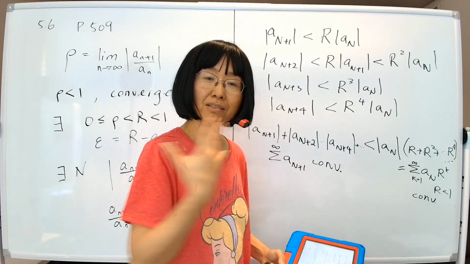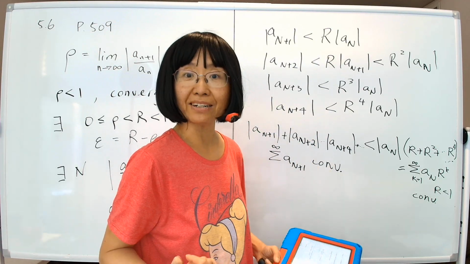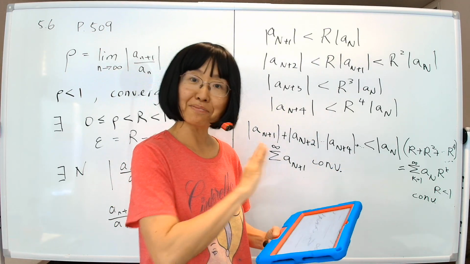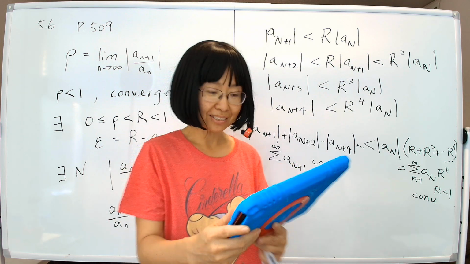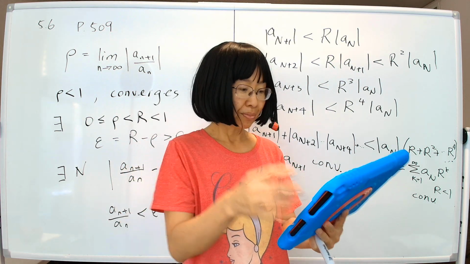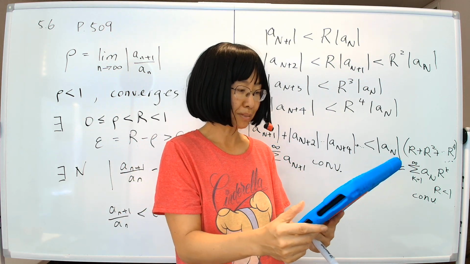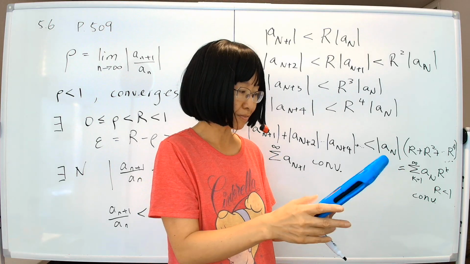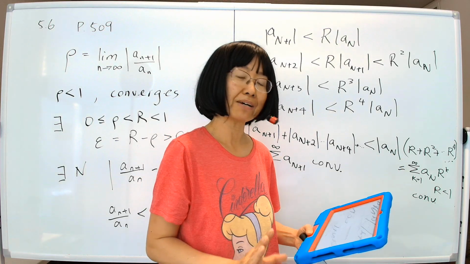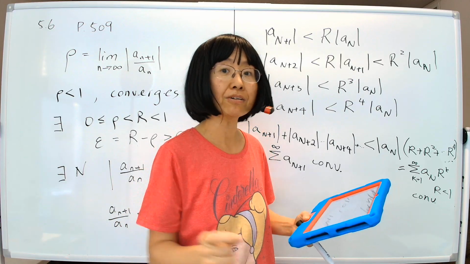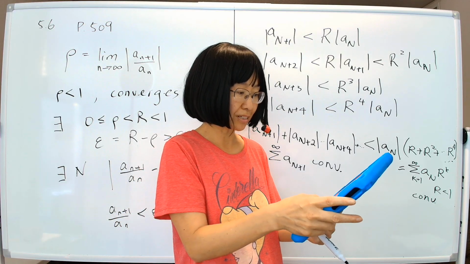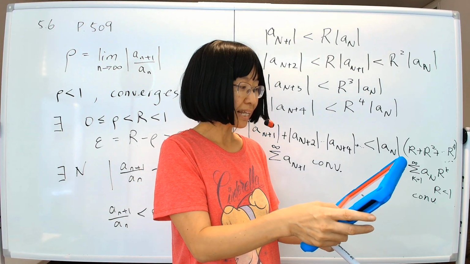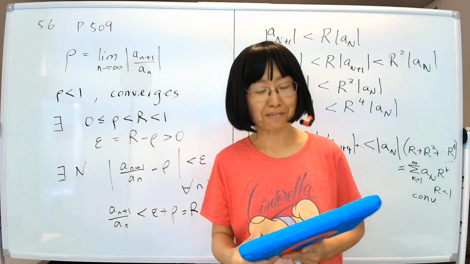Because the first billion terms don't matter, right? We only care about the tail. So if the tail converges, then everything converges, because the tail end is what determines the fate of the series. If you add a finite amount of stuff in front, it doesn't change the convergence or divergence. It changes its total value, of course, but not the convergence or divergence. All right, and that finished the proof of part 1.